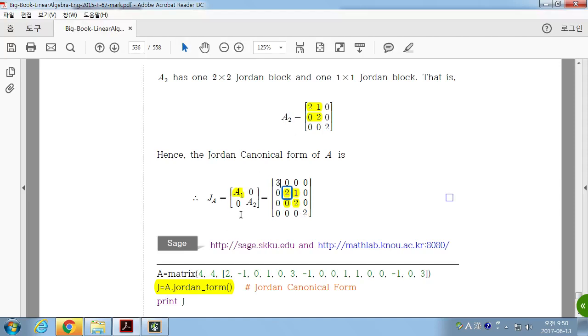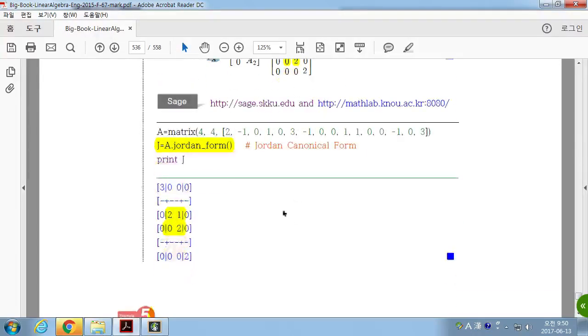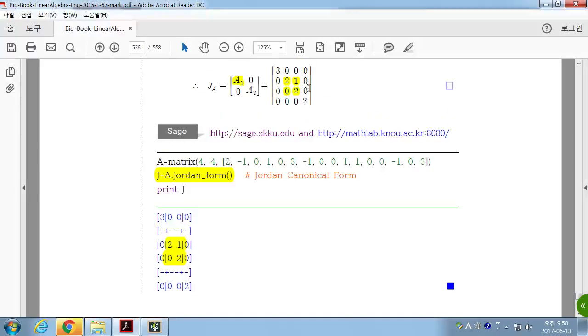So A1 is a 1 by 1 Jordan block, and A2 is a block diagonal matrix which has 2 Jordan blocks corresponding to lambda equal to 2, like this. So the Jordan canonical form of A is like this. And this can also be found with software. We define a matrix A, then this command, finding the Jordan canonical form of A, gives us this, which is the same as what we found here.